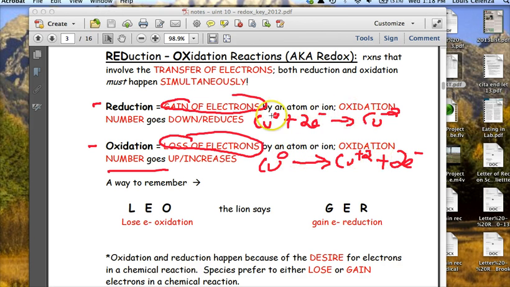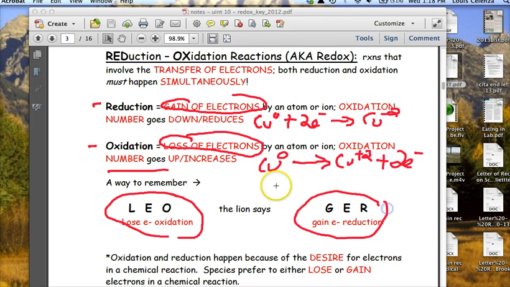So notice in reduction, the oxidation number always goes down, becomes more negative, and the electrons are always going to be on the left side. In oxidation, the oxidation number always increases, and the electrons are always written on the right side because they're being given off. And this is one of those mnemonic devices that we had talked about to help you remember what happens during both. Loss of electrons is oxidation. Gain of electrons is reduction. That's Leo the lion says Ger.